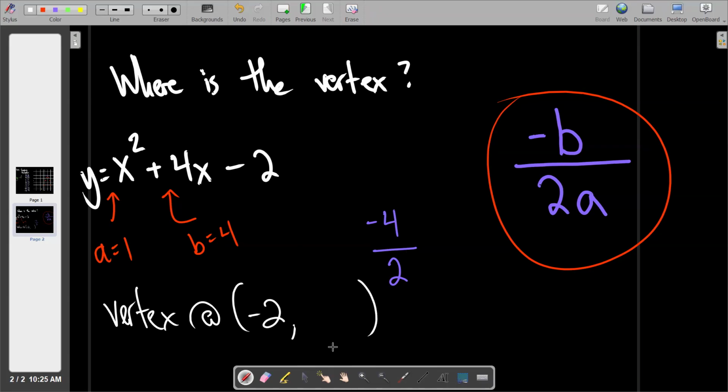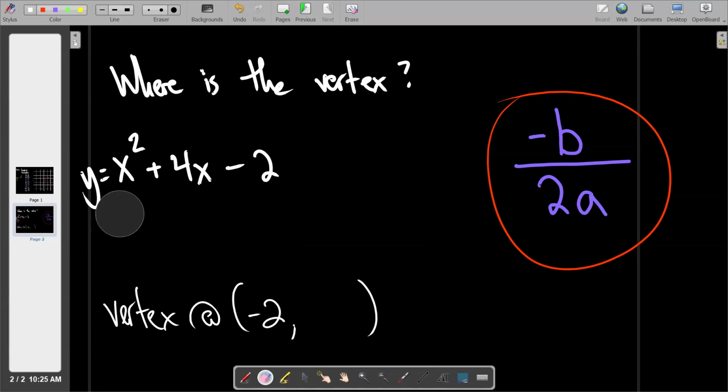But she's like, that's still not enough information. Like, thanks, but really, that leaves a lot of possible places for me to put my vertex. Can you guys think of a way that we could figure out the rest of the vertex? If we know that the x coordinate of the vertex is -2, do you think we can find the y? By putting -2 right there and right there.